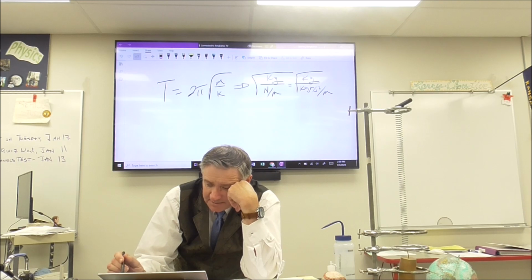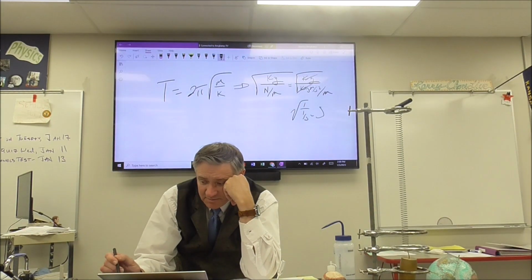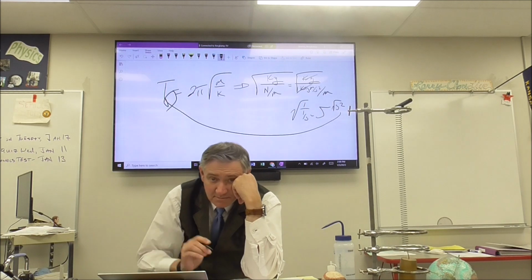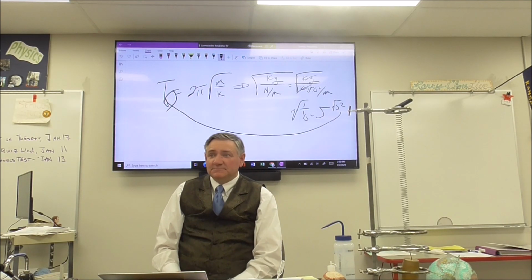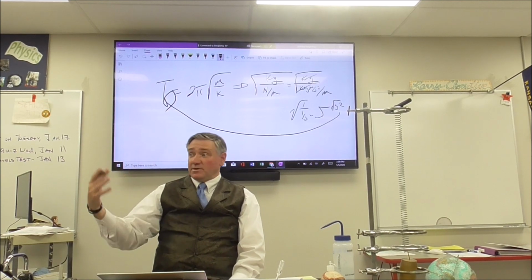So what's going to happen to my kilograms? They're going to cancel out. I'm going to cancel out my meters. I have the square root of 1 over second squared, which becomes the square root of second squared, which is what period is measured in. So that's why it has to be m over k, because that's the only way your units can work out.